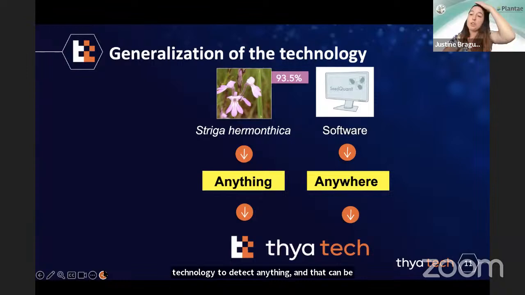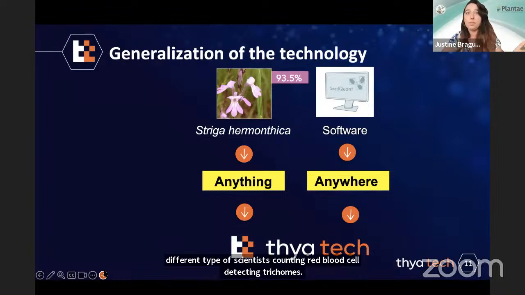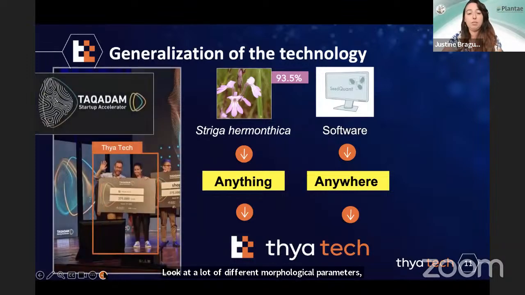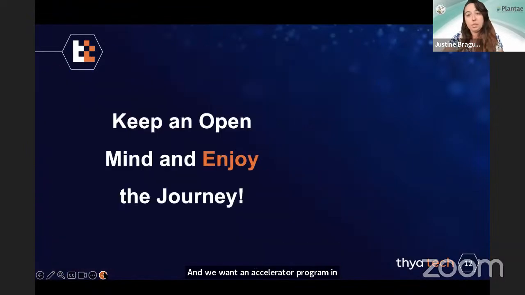And that's how we created Tayatech, which is an online platform that allows anyone to make their own detection model to count different things. And since then, we've really helped different types of scientists counting red blood cells, detecting trichomes, lesion sites, counting leaves, looking at a lot of different morphological parameters and doing that automatically for the researchers. And we won an accelerator program in Saudi Arabia that allowed us to launch the company.